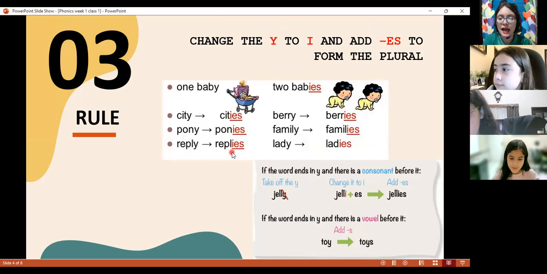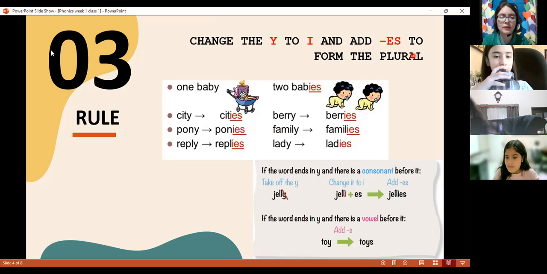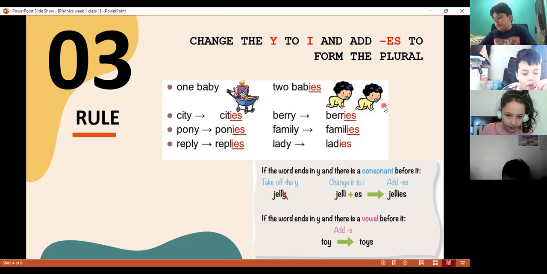Reply, replies. It's the same. We change the Y for I and then ES at the end. Berry, berries. Family, families. Lady, ladies. It's the same. But this is so important, class, to remember. We need to change the Y for I and ES to form the plural.